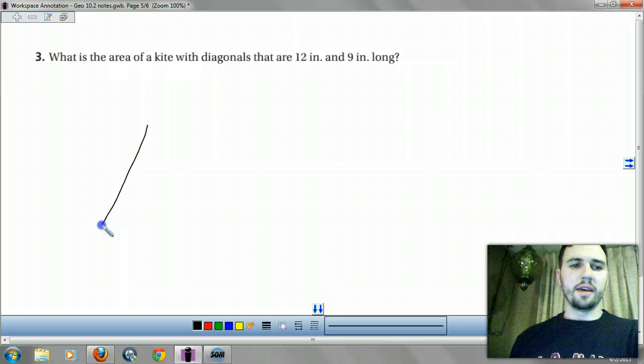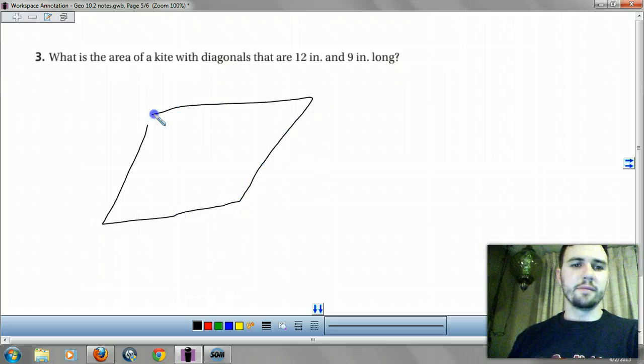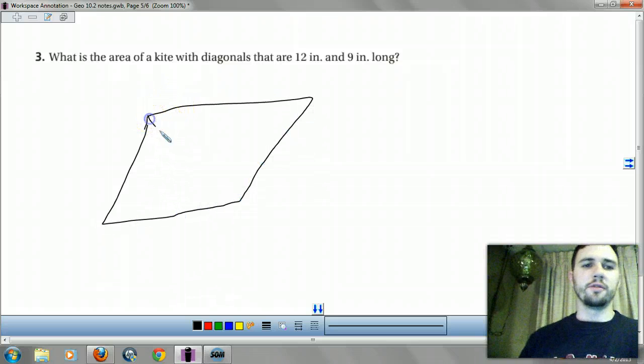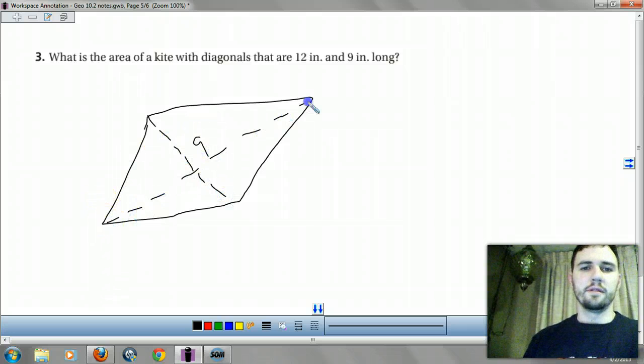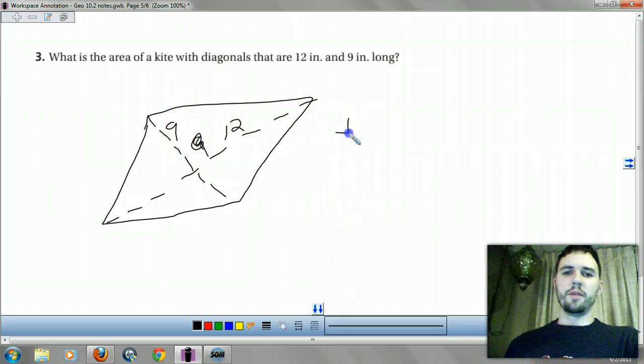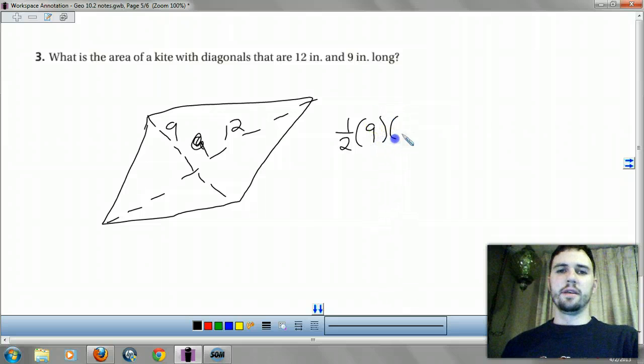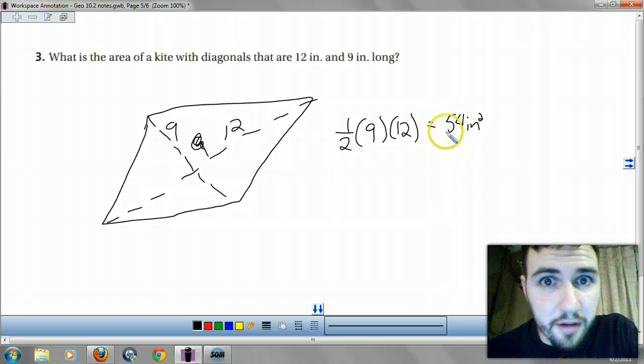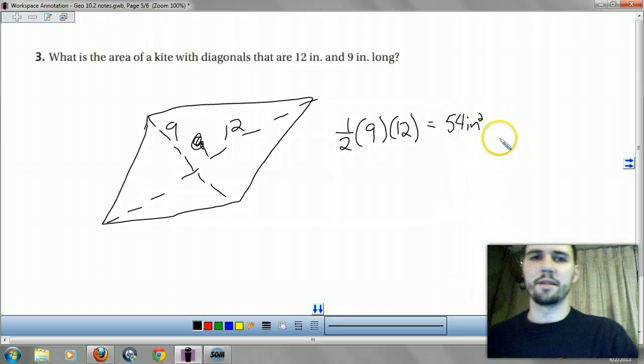Let's suppose we had a kite and the diagonals were 9 inches long and 12 inches long. Well, my formula is 1/2 diagonal times the other diagonal. And this would be 54 inches squared. That's all there is to it, guys. It's that simplistic.